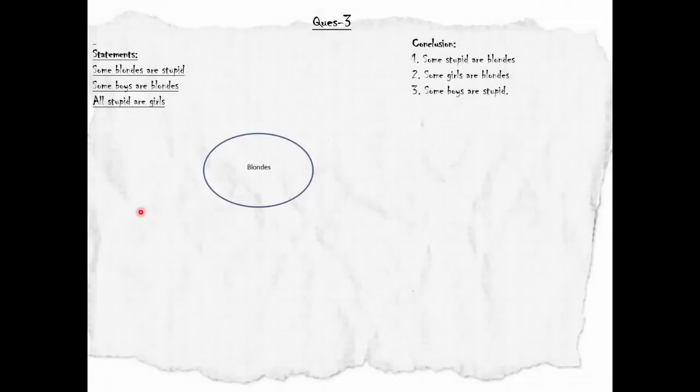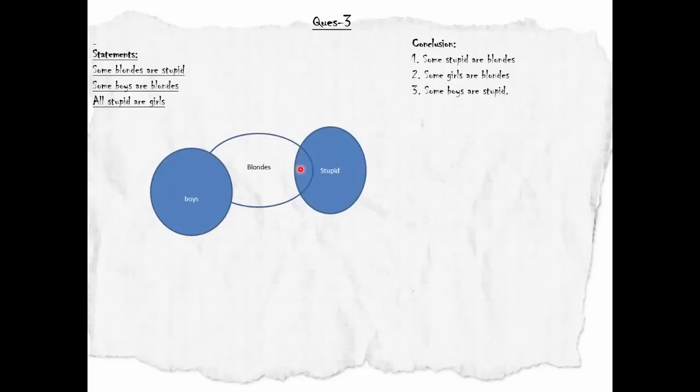Question number 3. Some blondes are stupid. So we draw blondes. We draw stupid such that there is at least some portion of blondes which are stupid. We have some boys are blondes, so we draw boys such that there is at least some portion of boys which are blondes. All stupids are girls, so we'll draw girls on top of stupids such that all of the stupids are girls. Hilarious statement, but yeah, these statements need not be true. All stupids are girls. Fine.